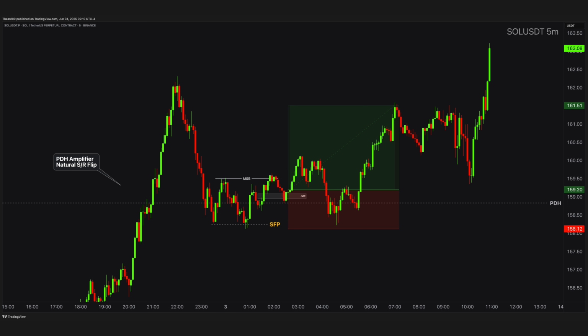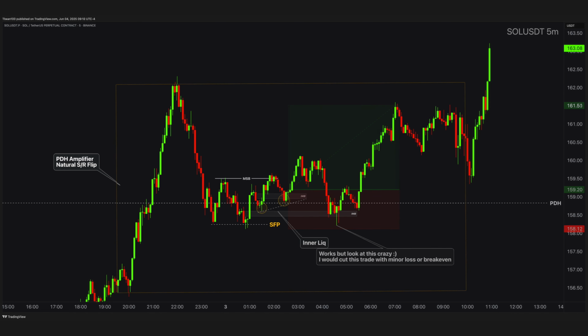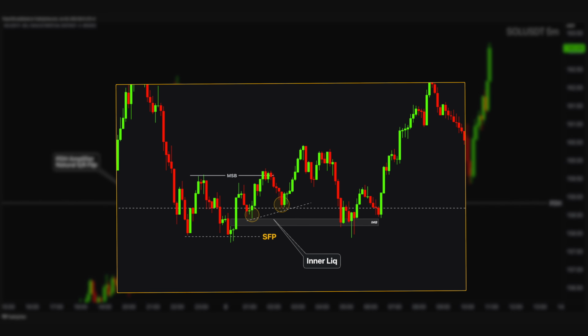Let's imagine that you took this setup this time. This is another great setup actually. But look at this. It almost stopped you out. I'm sure you and me and most traders would cut this trade with a small loss or maybe break even. But what actually happens here?